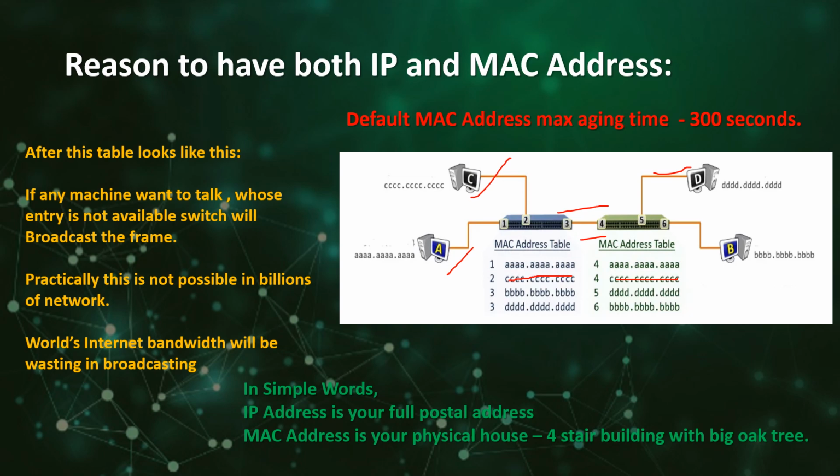If any machine wants to talk, its entry should be available. If it is not available, the switch will broadcast the frame from all the ports on the switch. Practically this is not possible at a global scale, because we have billions of networks and billions of devices connected over the world. Every time it broadcasts, it wastes bandwidth. So for that reason, we only use the MAC address within the local area network, and the logical address, which is the IP address, outside the network.